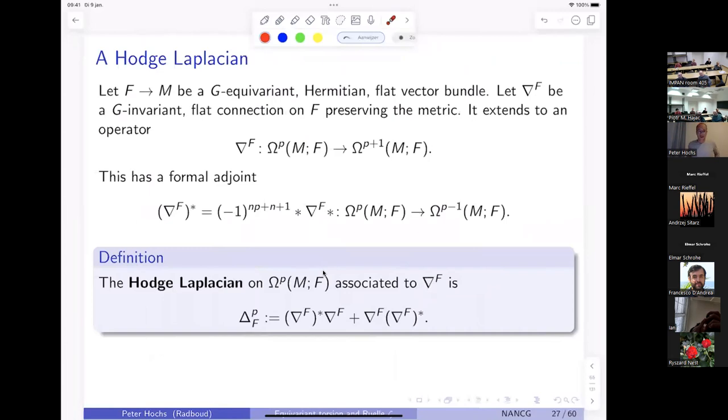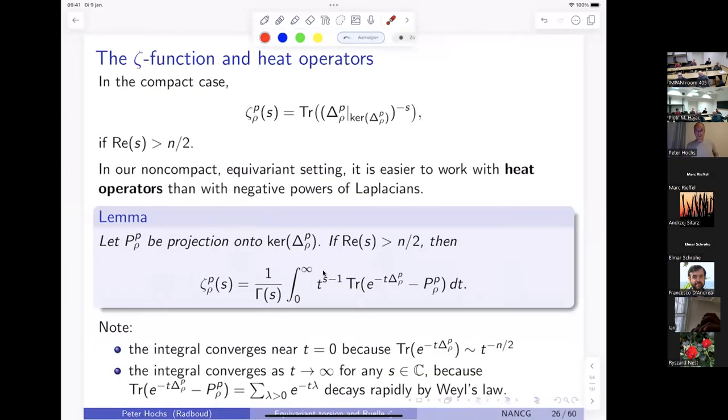So if I understand well, this means that if all this cohomology vanishes, then this projection is zero. Yes, that's right, so this formula simplifies. And here I'm actually looking at the case where the cohomology vanishes.